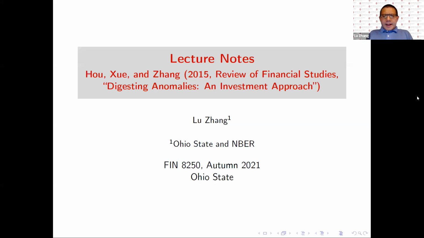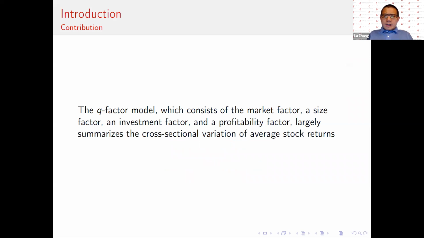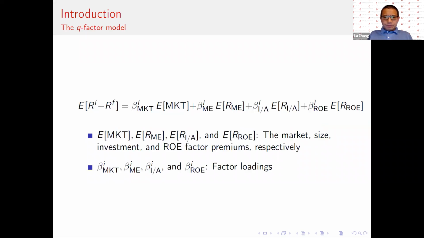All right. Hi, everyone. In this recording, I will present the 2015 article titled Digesting Anomalies: An Investment Approach, published at Review of Financial Studies. This is a joint paper with Kewei Hou and Chen Xue. In this paper, we show that the Q factor model, which consists of the market factor, a size factor, an investment factor, and a profitability factor, largely summarizes the cross-sectional variation of average stock returns.